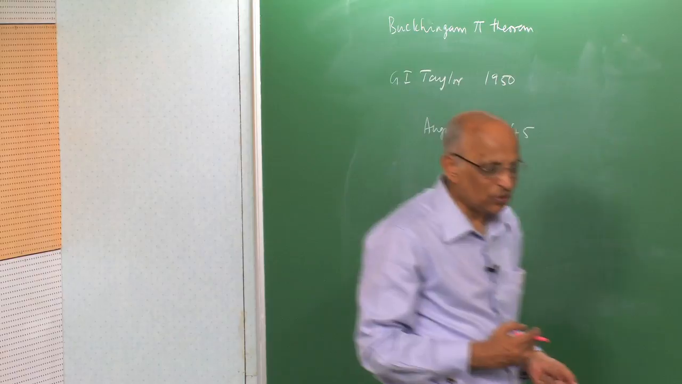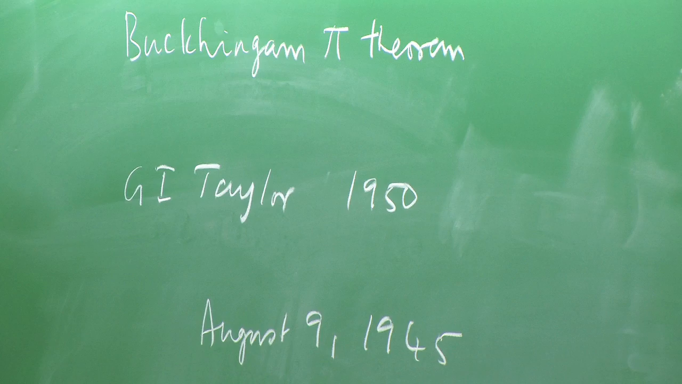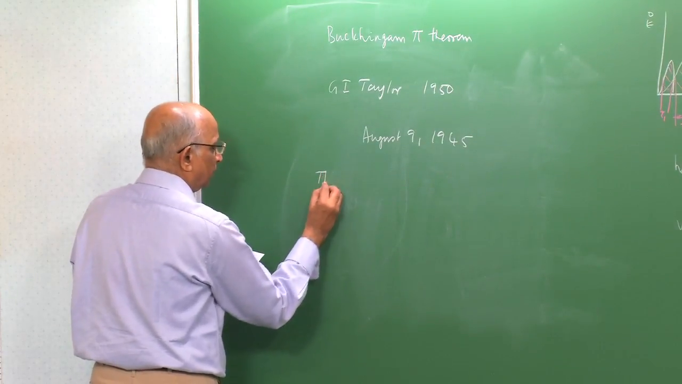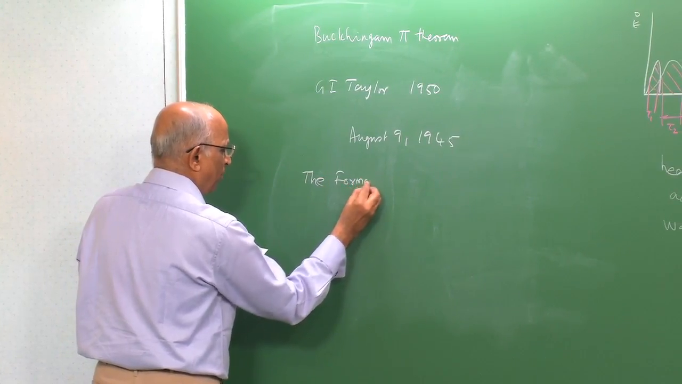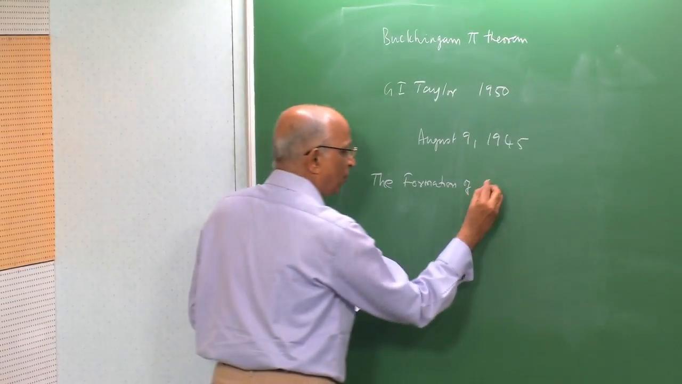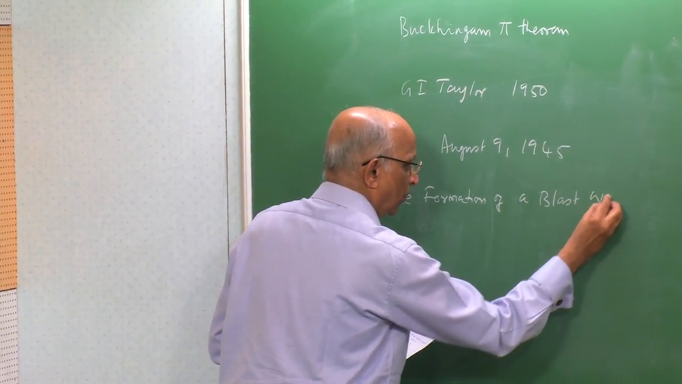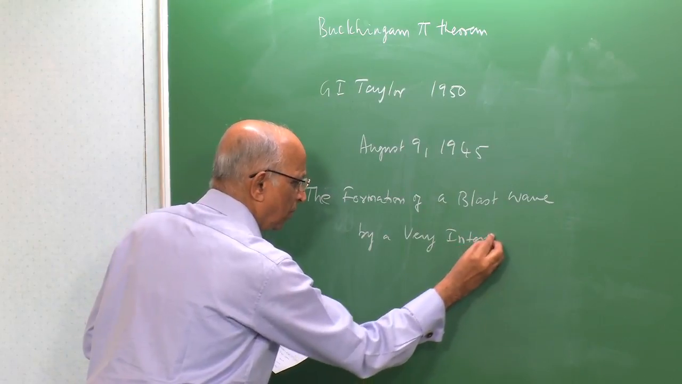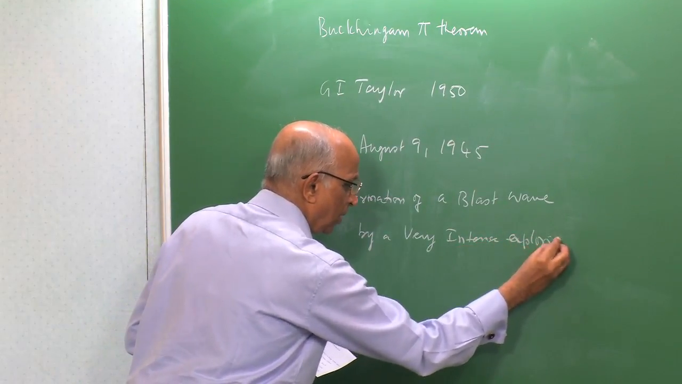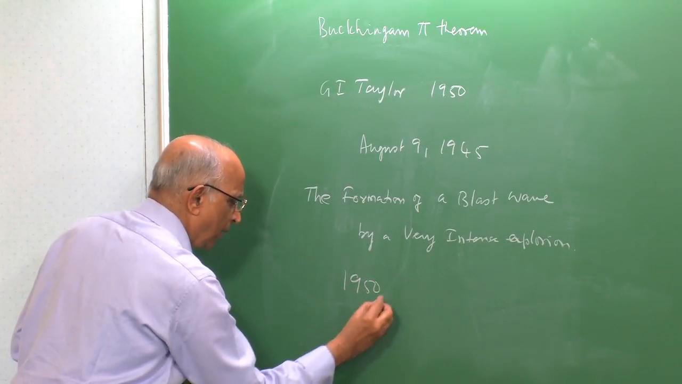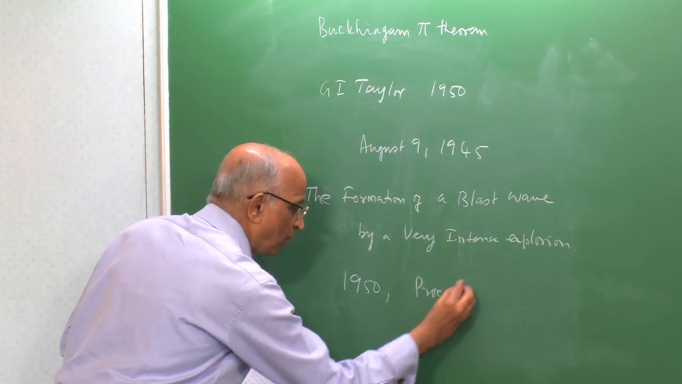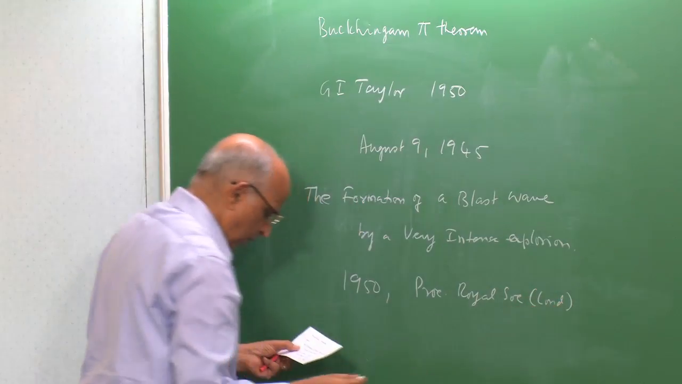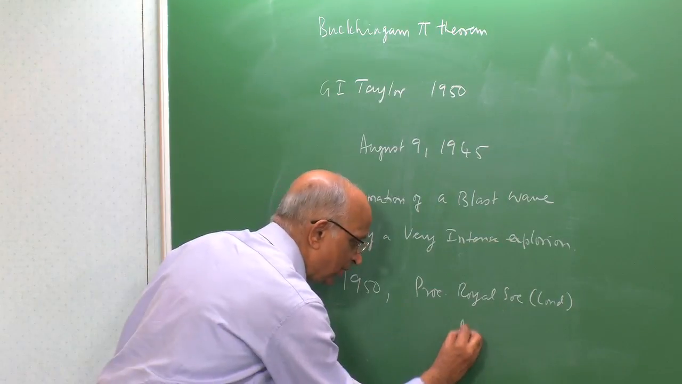I would strongly urge all of us to look at this paper. I have this reference here with me. Well, the title of the paper which G.I. Taylor published was "The Formation of a Blast Wave by a Very Intense Explosion." As I said, it appeared in 1950 in the Proceedings of the Royal Society, London. It came in the mathematical and physical series of these proceedings.